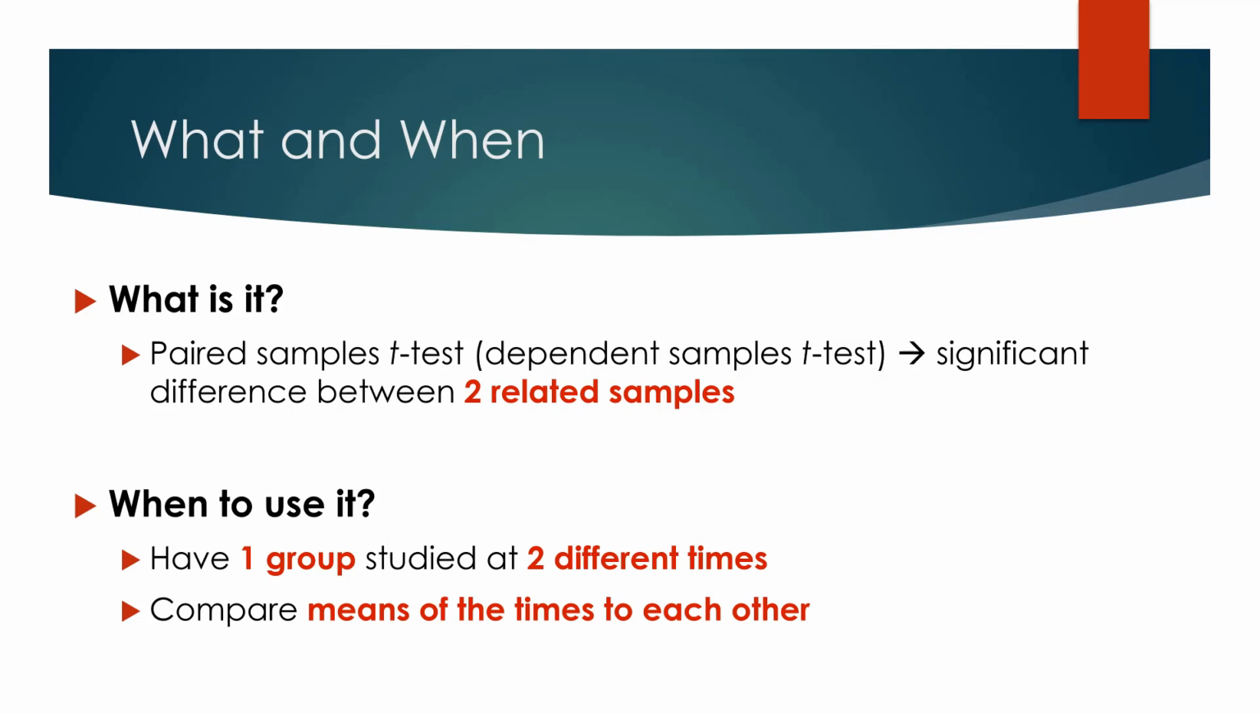Now, there are different scenarios when you would use a paired samples t-test. The most common scenario you come across is when you have one group of people, one sample, and you have studied them at two different times. And you get a mean from time one and a mean from time two, and then you want to compare the means of those times to each other. That's a scenario when you would use a paired samples t-test.